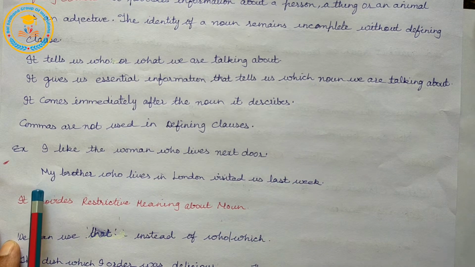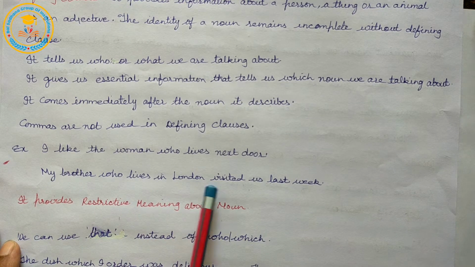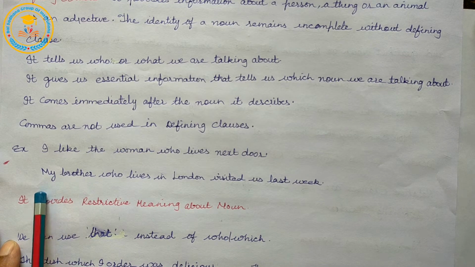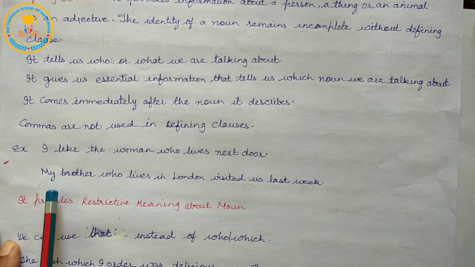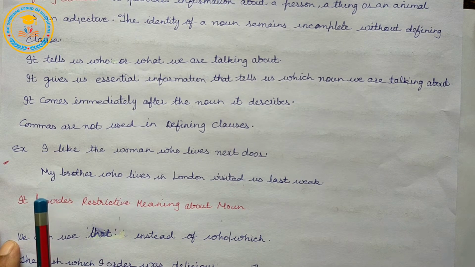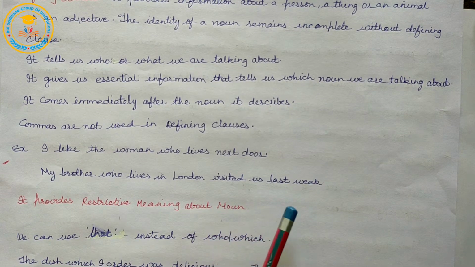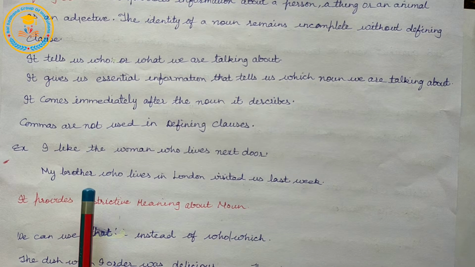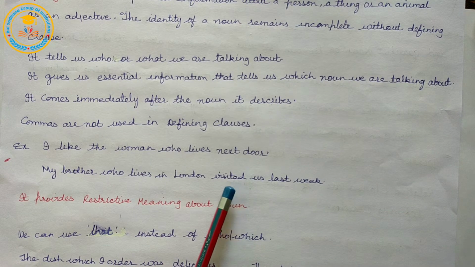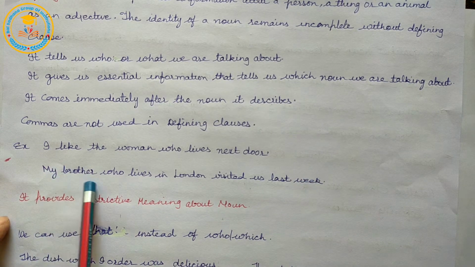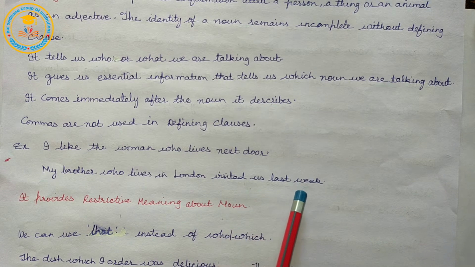Second sentence: my brother who lives in London visited us last week. Here the defining clause who lives in London is used, and it is the quality of my brother. Here it means that my only brother who lives in London visited us last week. So the meaning of my brother is restricted here.